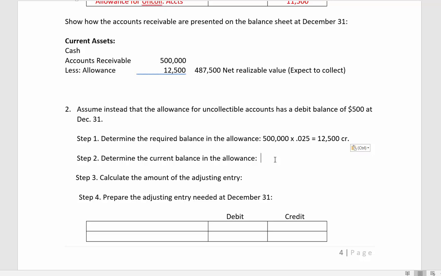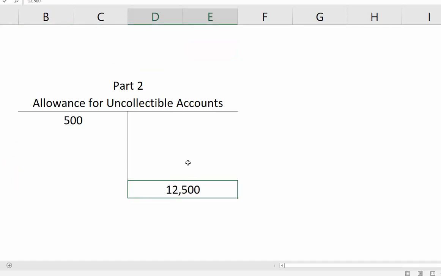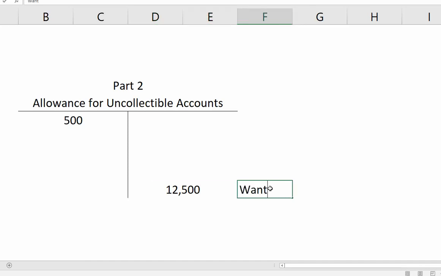But what is our current balance? Our current balance is a $500 debit balance. All right, so again, we want 12.5, we have 500. Let's go back to the T accounts. All right, so here's part two. So we have 500 debit. We want 12,500 credit. All right, so in effect, what do we have here? It's like a negative balance, right? This is an account that has a credit balance, but right now it has a debit balance.